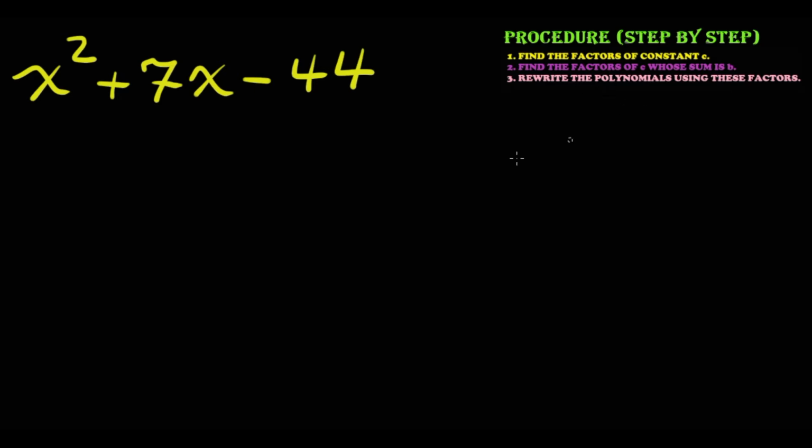Okay, so step number 1. What do we do for step 1? Well, it says to find the factors of constant c. So let's look at the trinomial. You got x squared, which is ax squared, plus bx, plus c. So your constant c right here, it's going to be negative 44. So that's going to be your constant c. So we're going to go ahead and write it down here. Okay, so that's step number 1.